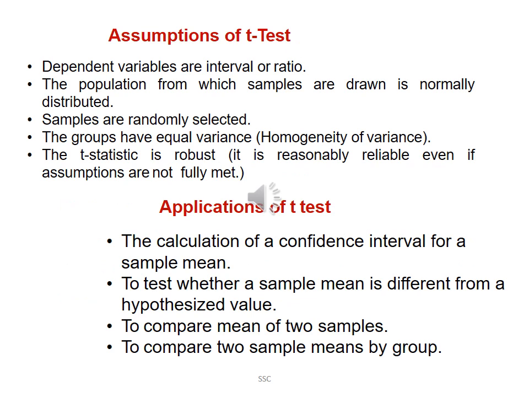Assumptions of t-test. The dependent variable is interval or ratio. The population from which samples are drawn is normally distributed. Samples are randomly selected. The groups have equal variance, homogeneity of variance. The t statistic is robust. It is reasonably reliable even if assumptions are not fully met.